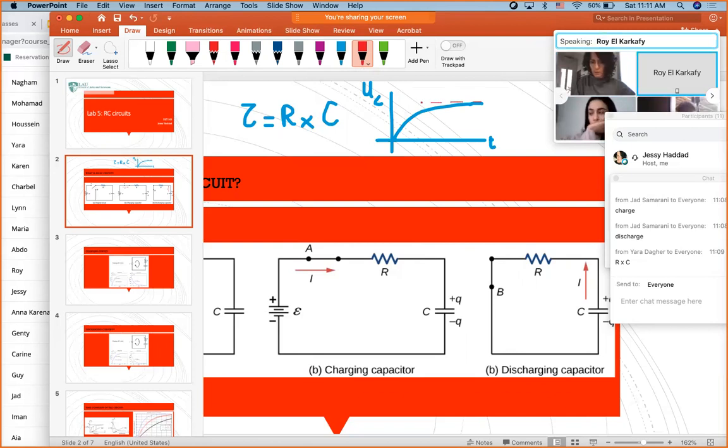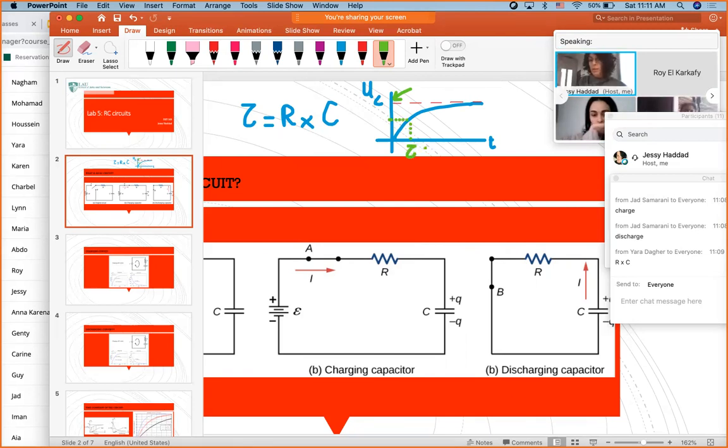During the charge phase, it's at 63% of the voltage. All right, so you find U max, which is this point, and you calculate 63% of U max, and you use the graph to find the time. This is a way to find tau graphically.